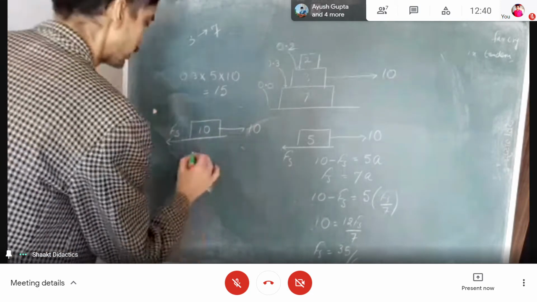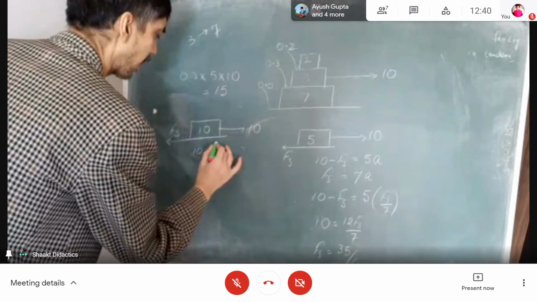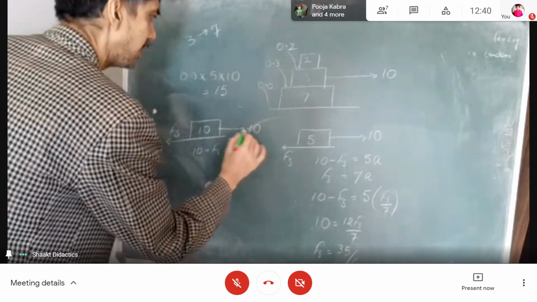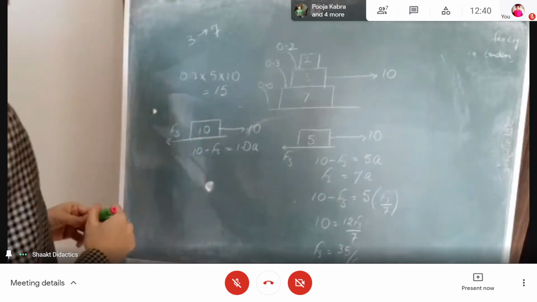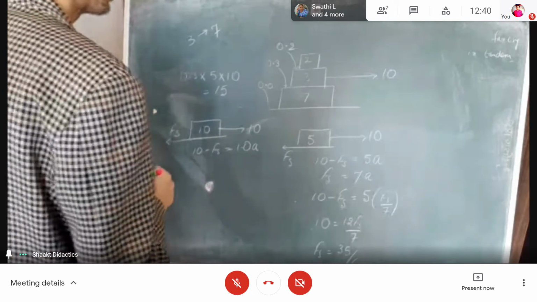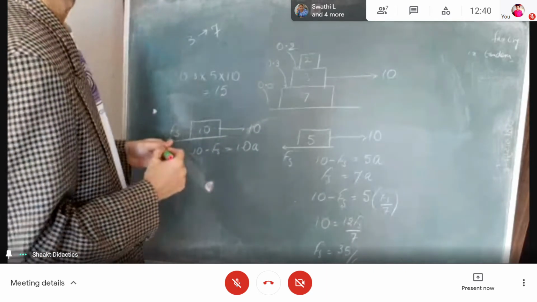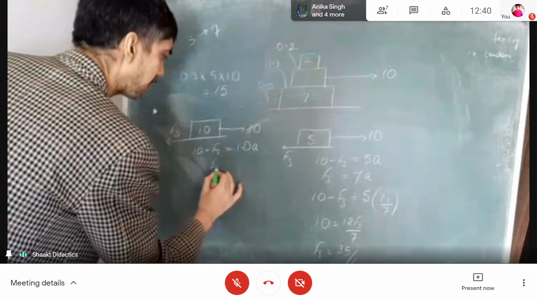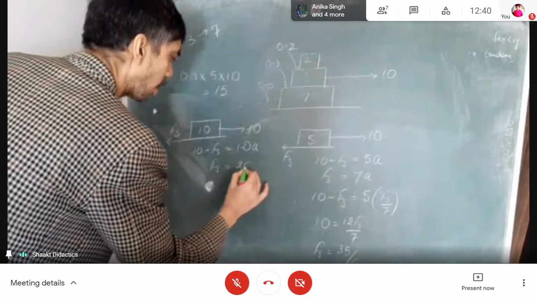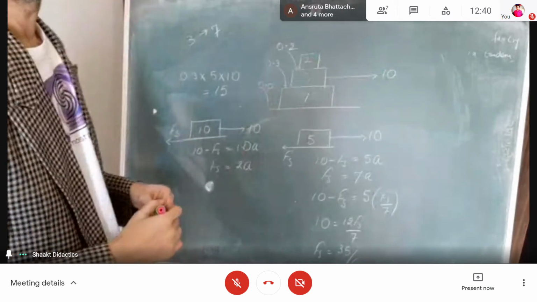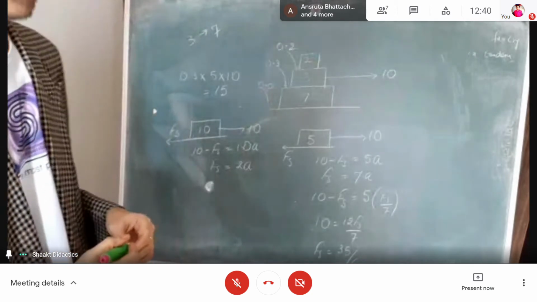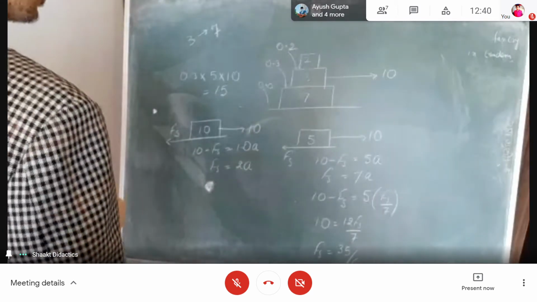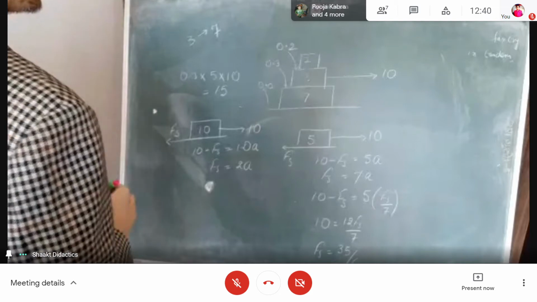10 minus Fs is equal to 10a. Okay, yes, sir. And after that, on this one we will apply and write Fs is equal to 2a. Clear to all of you, Anshuta? Yes, sir. Good. And after that, now what?